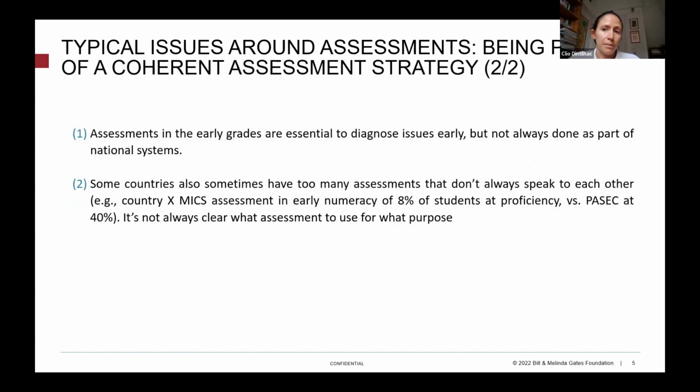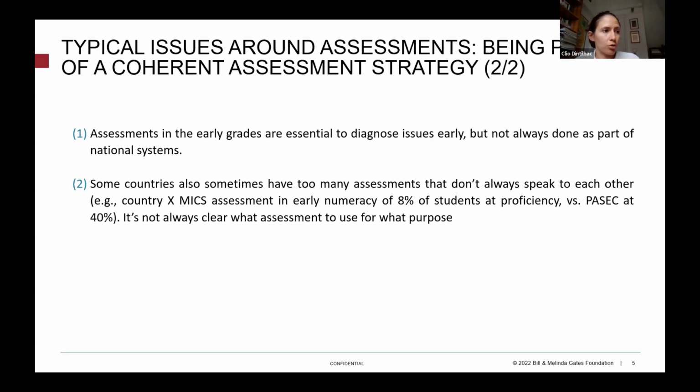I think the other typical type of issue is more about not the assessment itself, but about the assessment strategy. So it's important, depending on your country, to assess at the right juncture. Assessment in the early grades is often essential because it enables you to diagnose issues early, but it's not always done as part of national systems. And the other, maybe even more important issue, is that more than having this or that assessment, the most important thing is to have a coherent assessment strategy.